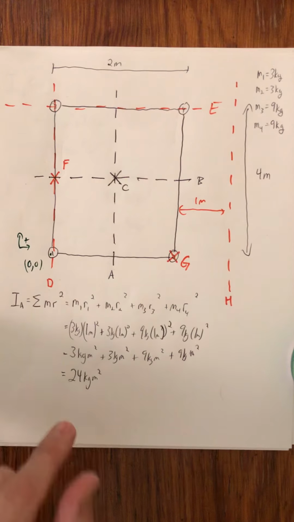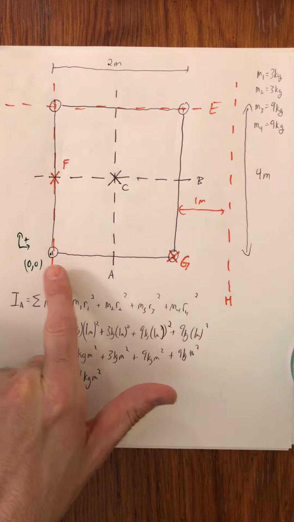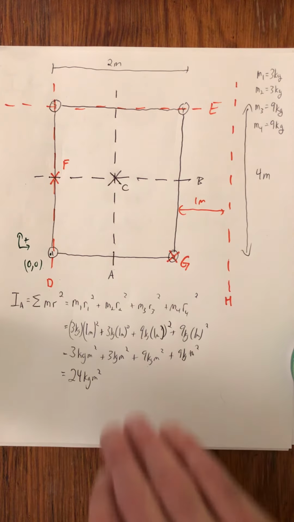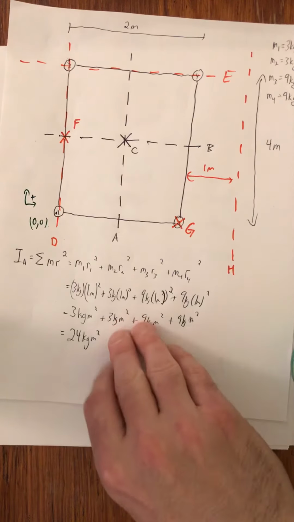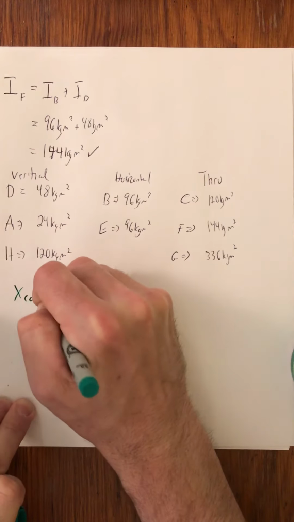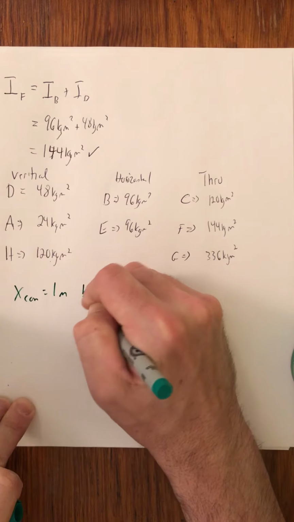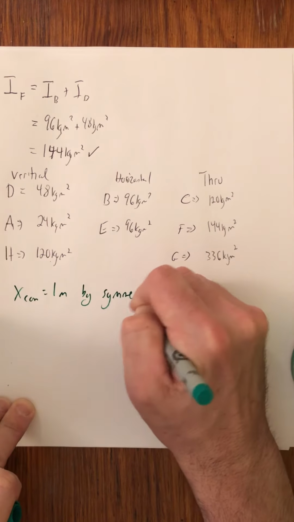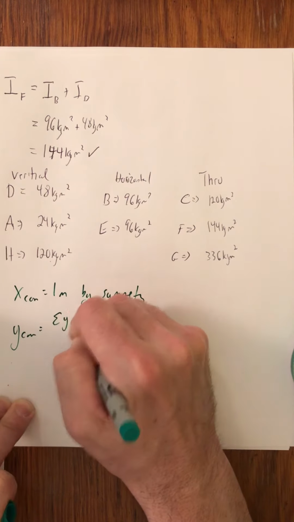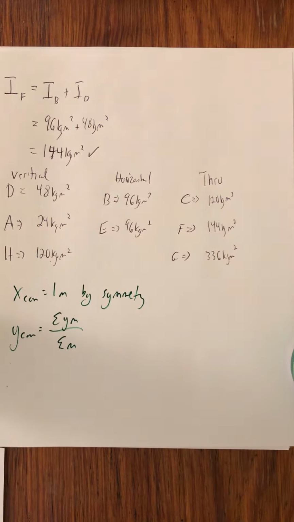So I actually don't have to do the XCOM calculation because I could just very simply say by symmetry, the XCOM position is 1 meter. But the vertical, that we're going to have to do. So let's do it. So XCOM is equal to 1 meter by symmetry. But YCOM is the sum of the y m's over the sum of the m's. And here we go.